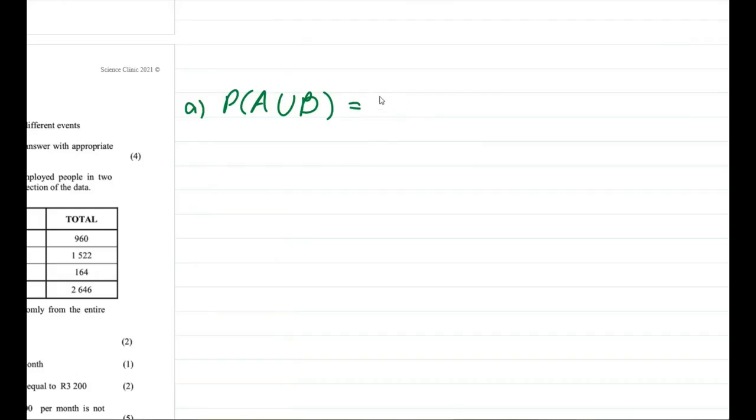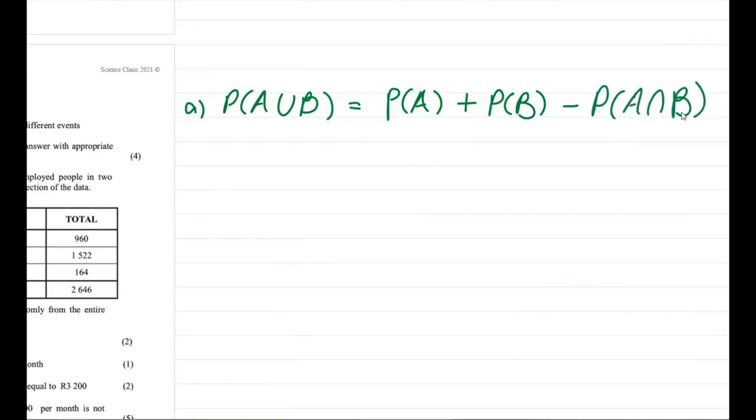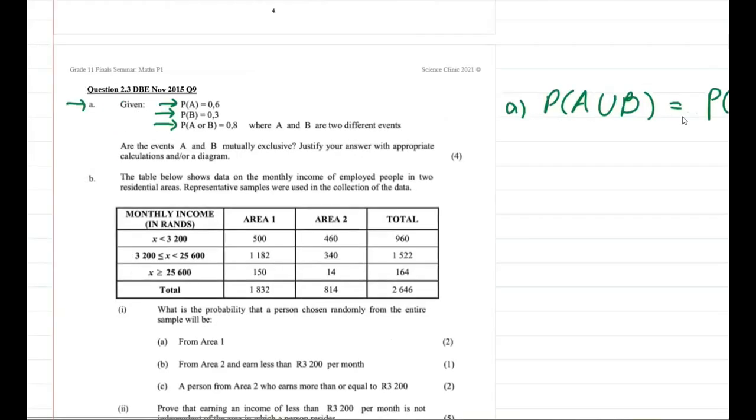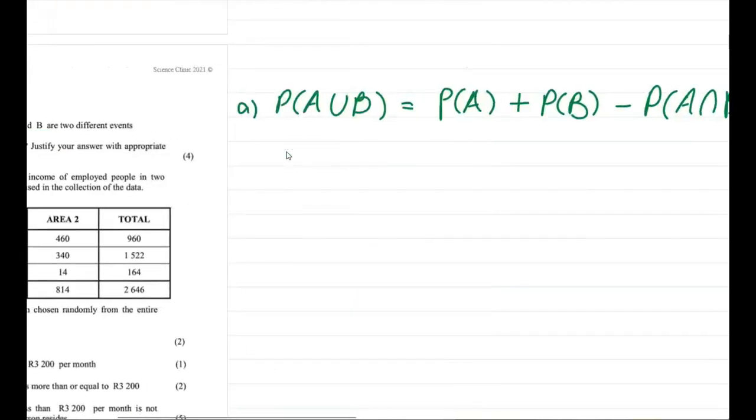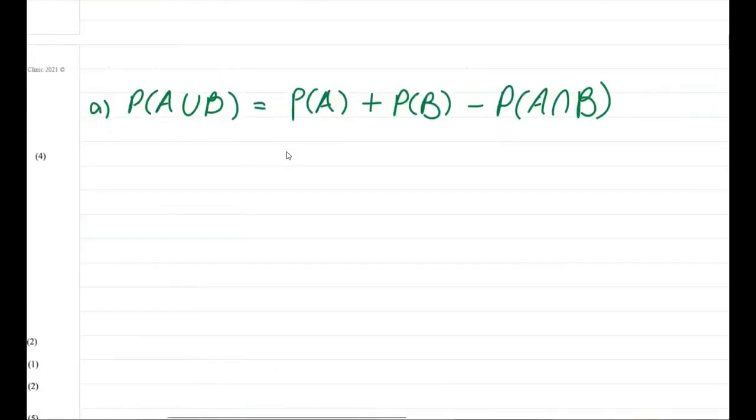No. Okay, so the probability of A or B is equal to the probability of A plus the probability of B, minus something. Check if you can find a formula that kind of looks like this. Is it the probability of A and B? Yes, that's the one, the probability of A and B. Now remember, they are trying to ask if the two events are mutually exclusive. What does that mean, if two events are mutually exclusive?